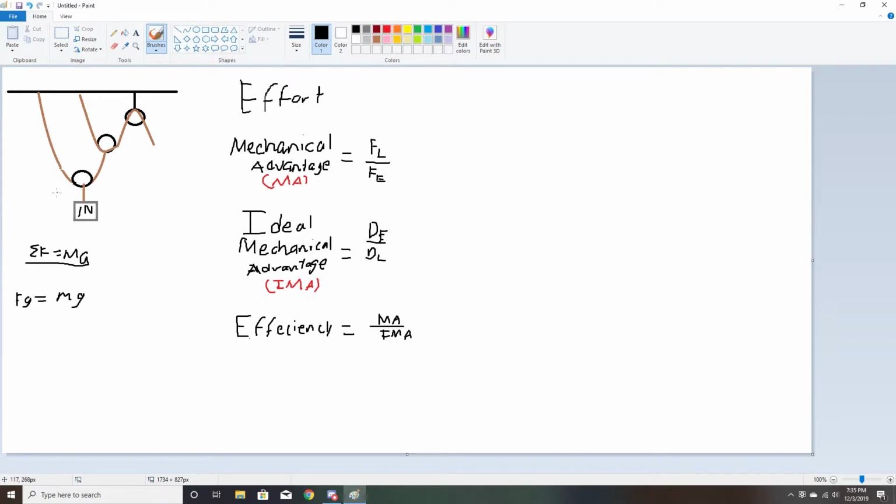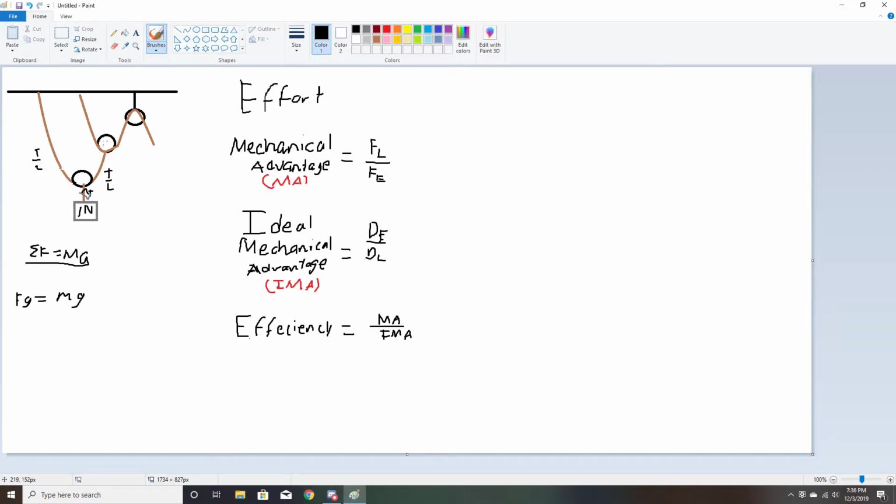Since the box is hanging on this rope, we know this is tension, and they're contact forces. Tension goes upward, and the box goes downward. Since they cancel out and are stationary, the weight of the box is equal to the tension. Now, since we have two strings, the tension right here gets split into two. So this is T half, and this is T half.